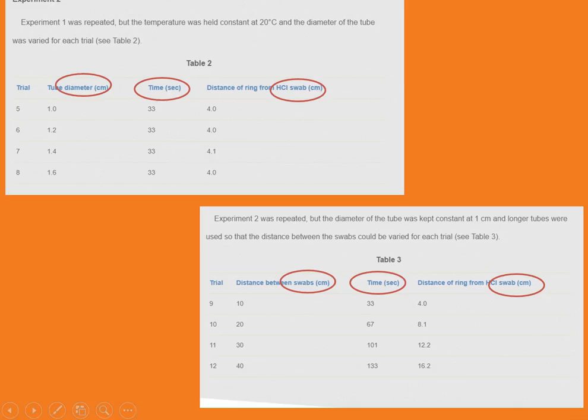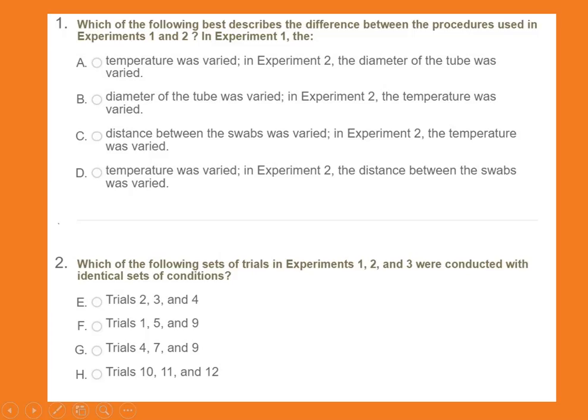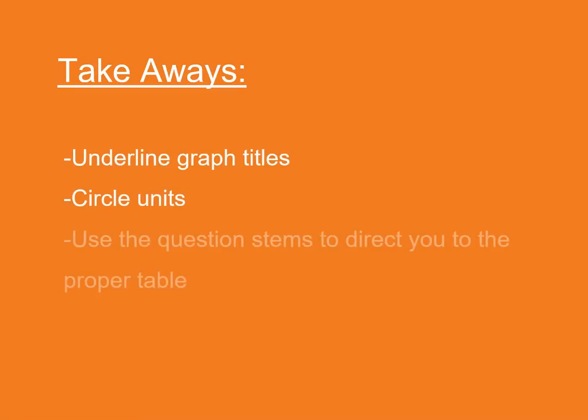So again, if you didn't realize that the temperature was held constant at 20 degrees Celsius here, you might have had a hard time with that, which is why you've got to make sure that you summarize your experiments, that you circle the units so you can note those differences. Now, like I said, there is one section of reading on this. You're going to use the skills that you gain from the reading comp section for that section itself. Key takeaways: underline graph titles, circle units, and use your question stems to direct you to the proper table. If you do those things, you're going to come out of this test section really, really well.